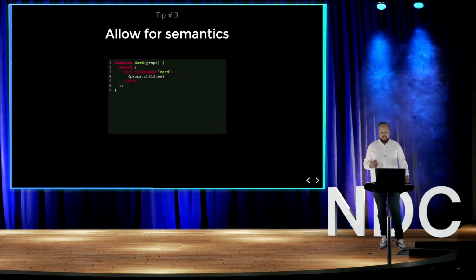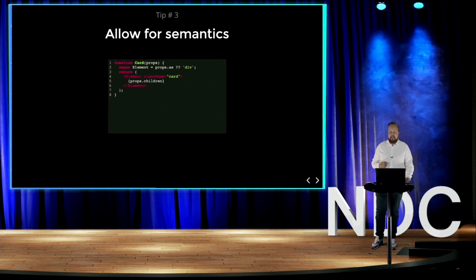Here is a super basic implementation of a card component. It renders a div with a card class on it, and that's about it. So let's introduce that new as prop. Here, we rename the as prop to element with a capital E. This is done so that we can override what DOM element is rendered by our component. Note that if we don't pass in an as prop, we'll default to a div.